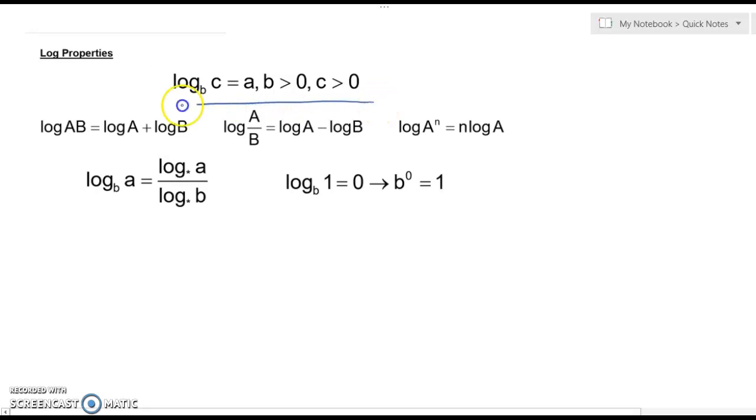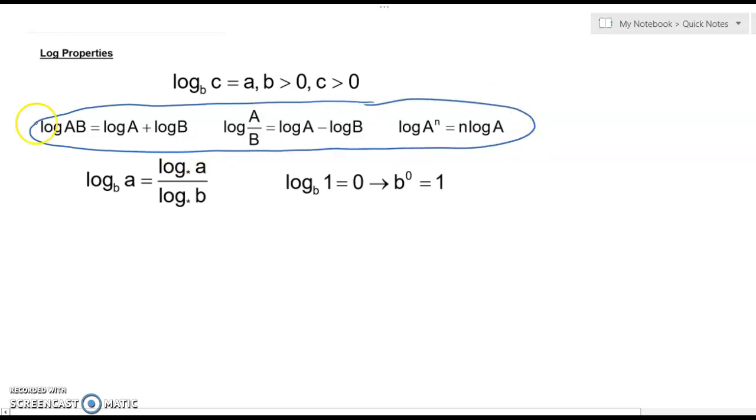So we're really going to focus on these three main properties up here. But now we're moving forward. If we have a multiplication, we're going to separate it out as addition. If we have division, we're going to separate it out as subtraction. If we have something to a power, we're going to take it out front because we're looking to expand.